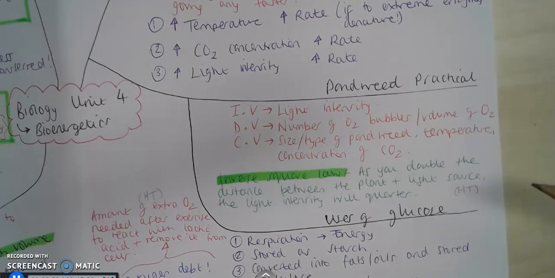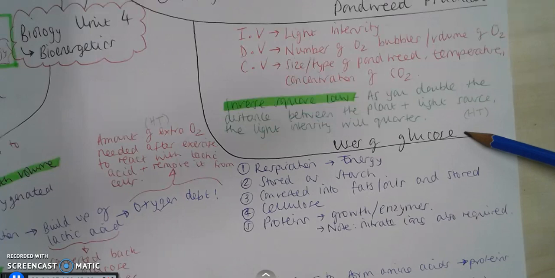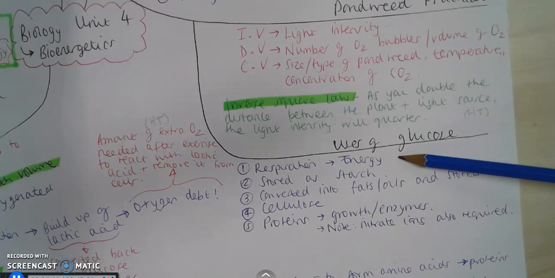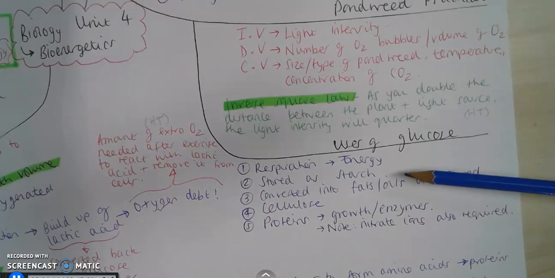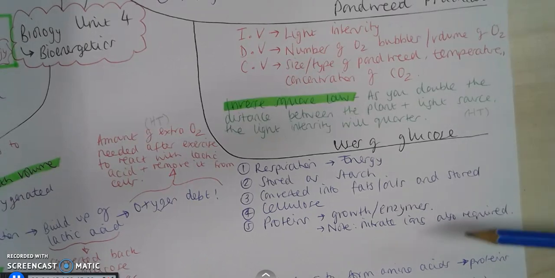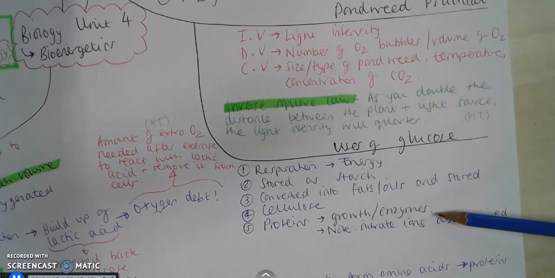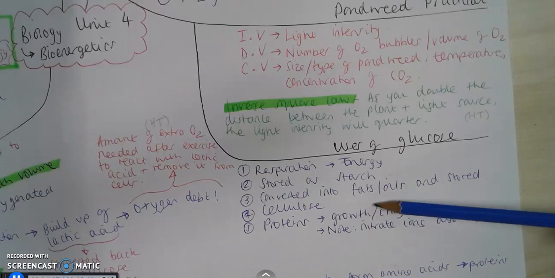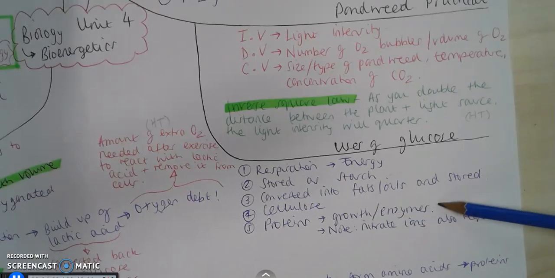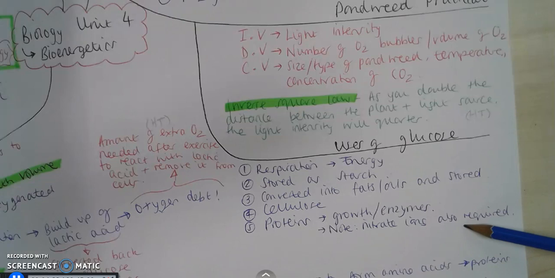Thinking further about the glucose that's one of the main products of photosynthesis, what is this used for? There's various different things. It can be used in respiration to release energy. It can be stored as starch. It can be converted into fats and oils and stored. It can be converted into cellulose, which forms the cell wall of plant cells. And also it can be used to produce proteins, which are essential for growth, and to produce enzymes, because enzymes are proteins. But to do this, nitrate ions are also required, and plants obtain these from the soil typically. So that's just a few key examples for that one.